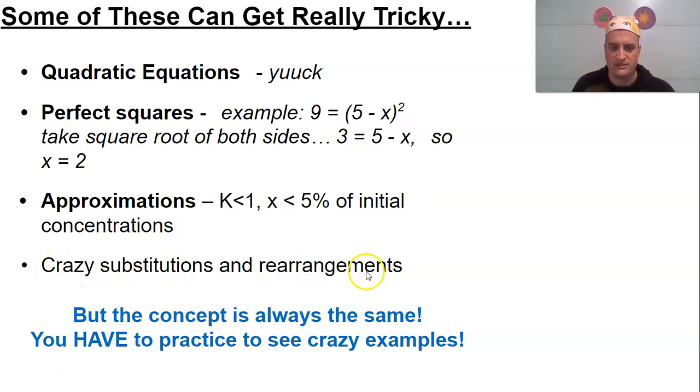Sometimes you'll have crazy substitutions, rearrangements to where the algebra is really hard, or you could have something cubed, for goodness' sakes. Okay? Those are the things that you need to think about as you're looking at it, but practice it to see these same crazy examples.